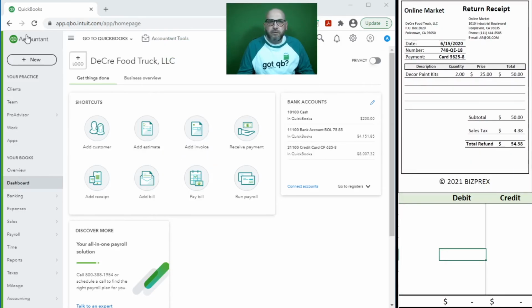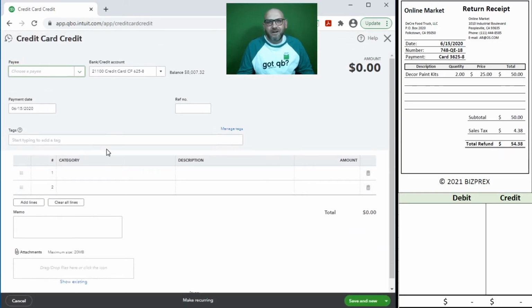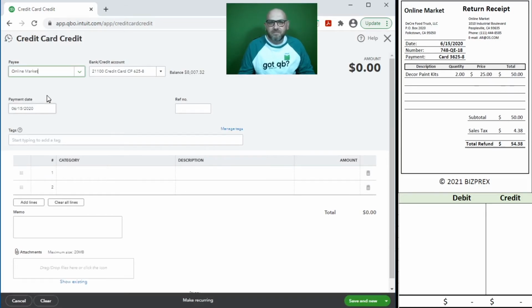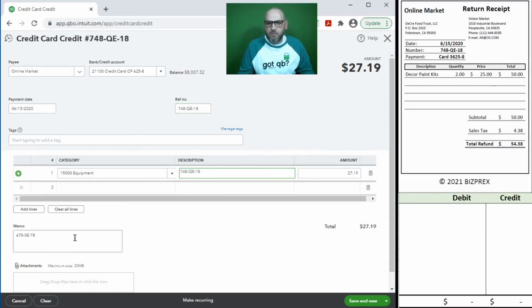Next, we have our return, right? So we're going to do a return. It's called credit card credit. All right, so here it is. In this case, the date is 6/15. Okay, reference 748QE18. All right, good. That's to reference our order.